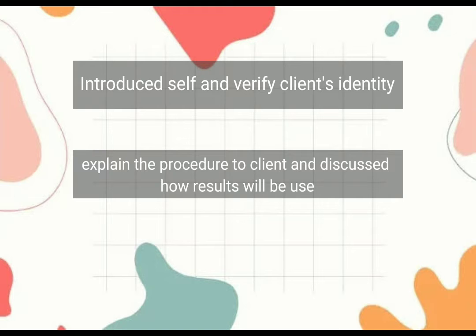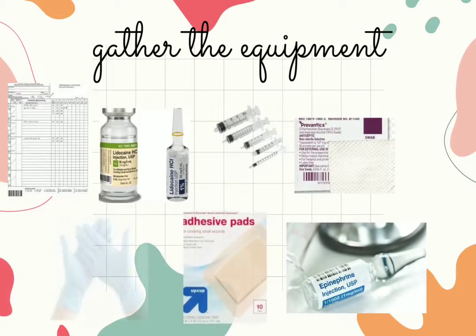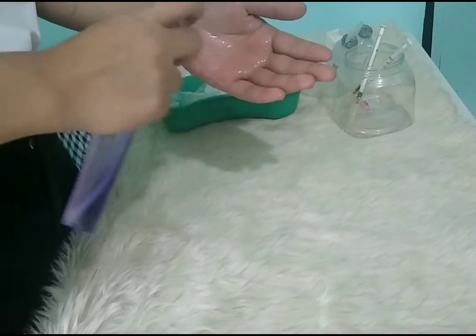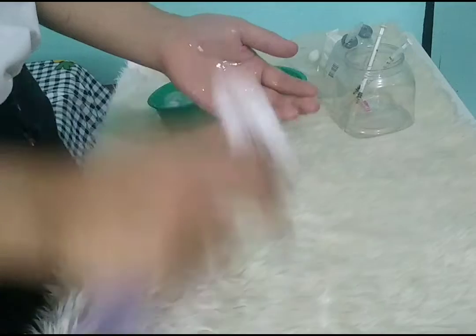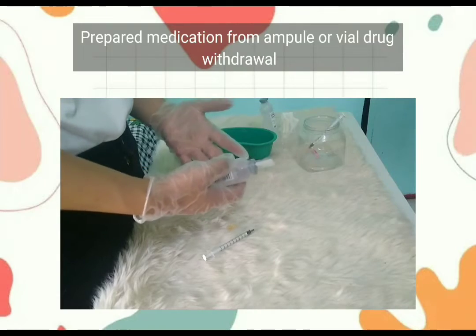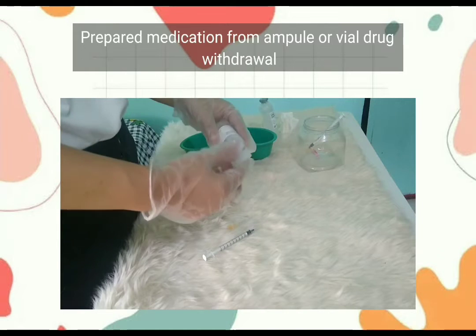Introduce self and verify the client's identity. Explain the procedure to the client and discuss how the result will be used. Gather the appropriate equipment. First is to perform hand hygiene and observe other appropriate infection prevention control. Now we can prepare the medication from an ampule or vial for drug withdrawal.